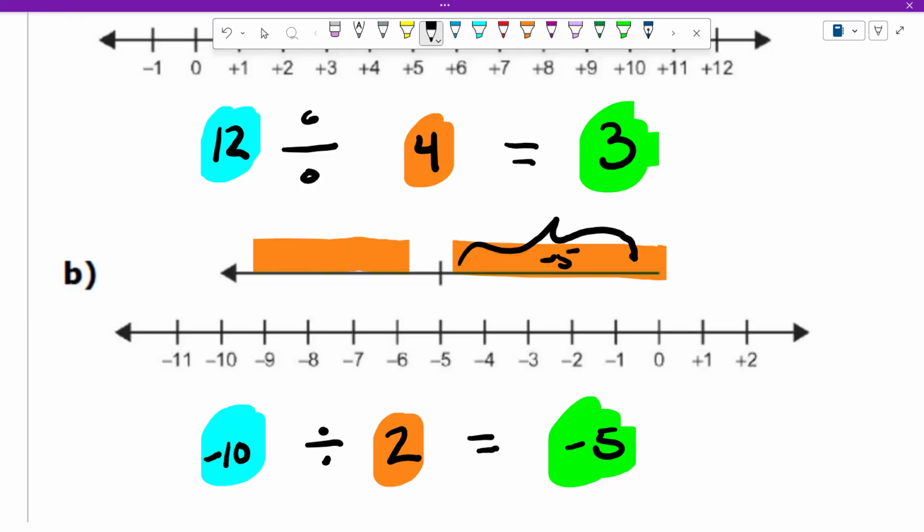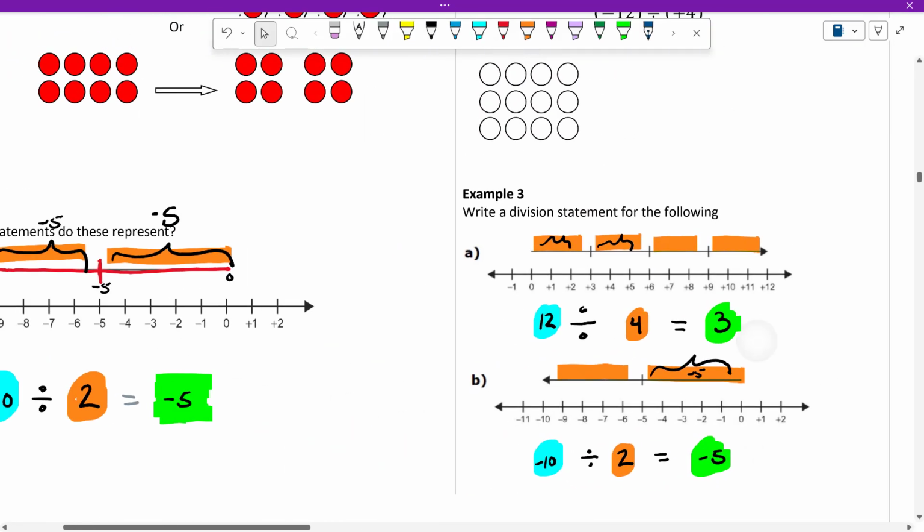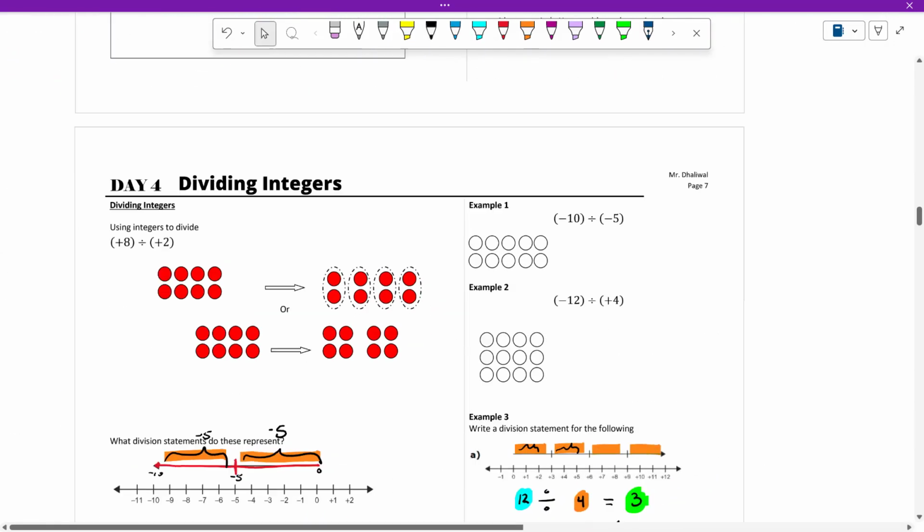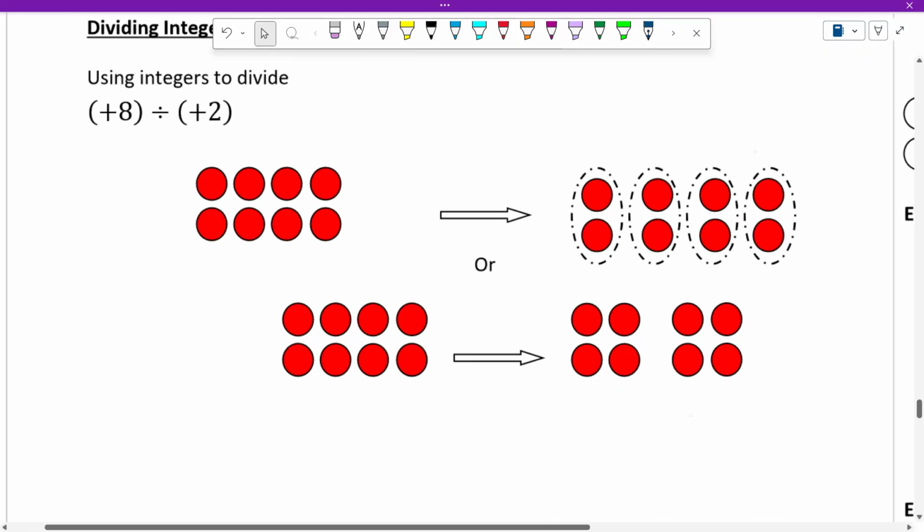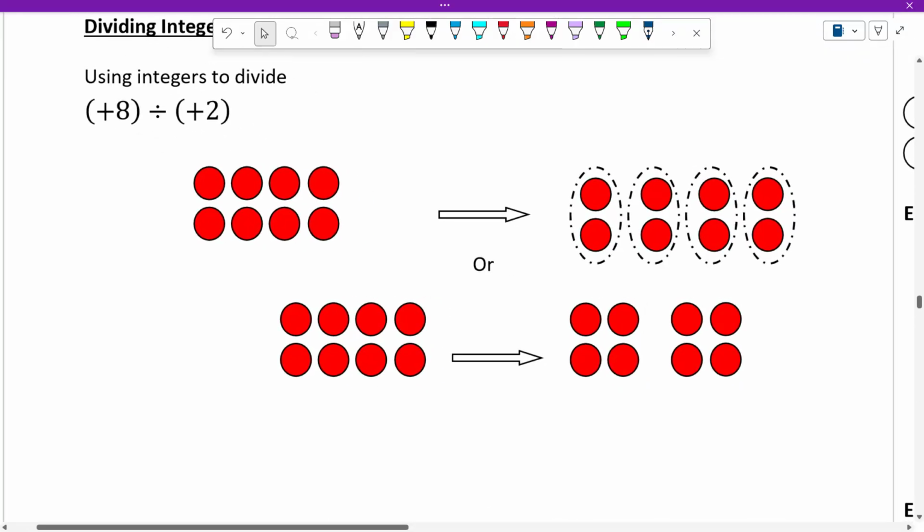That's it. Now, another way that it can come up as diagrams is with these integer chips. And there are 2 ways to look at it. You can have 8 things. They can be divided into groups of 2, right? And there are 4 groups.